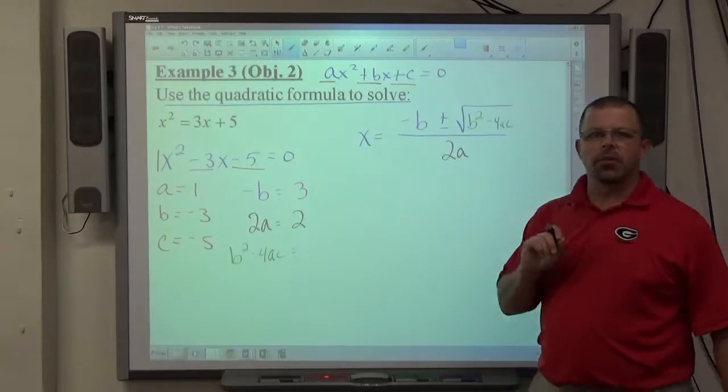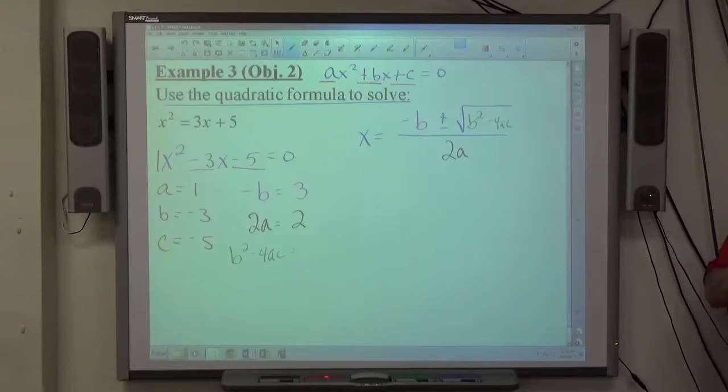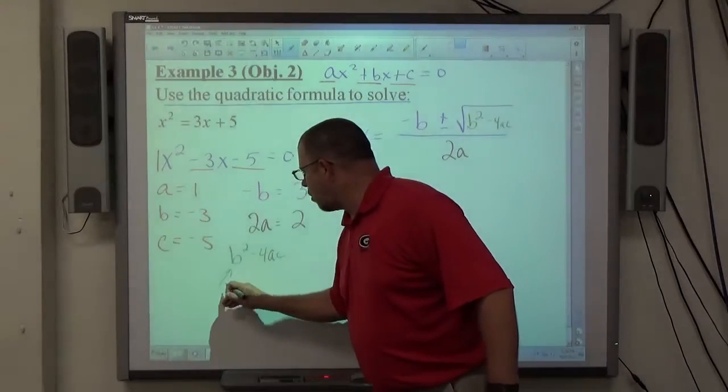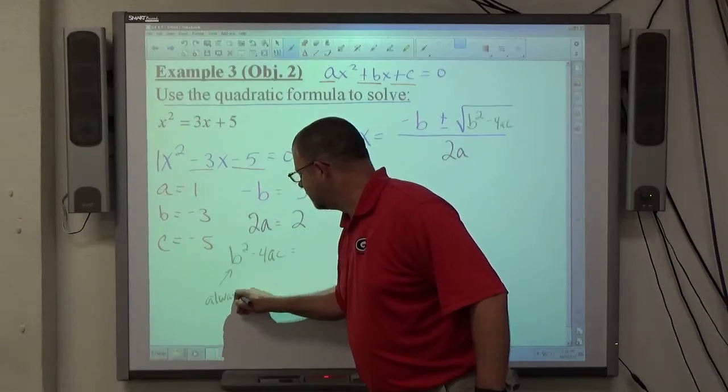Now let me just say something real quick, and some of you are at fault for doing this last year, and it's not atypical. A lot of students do this. It's a very commonly missed piece to this formula. B squared is always positive.